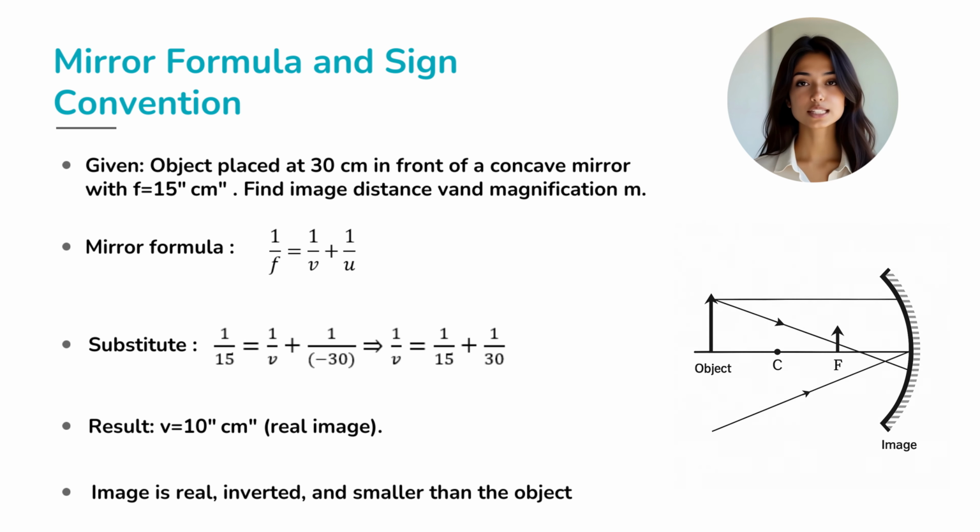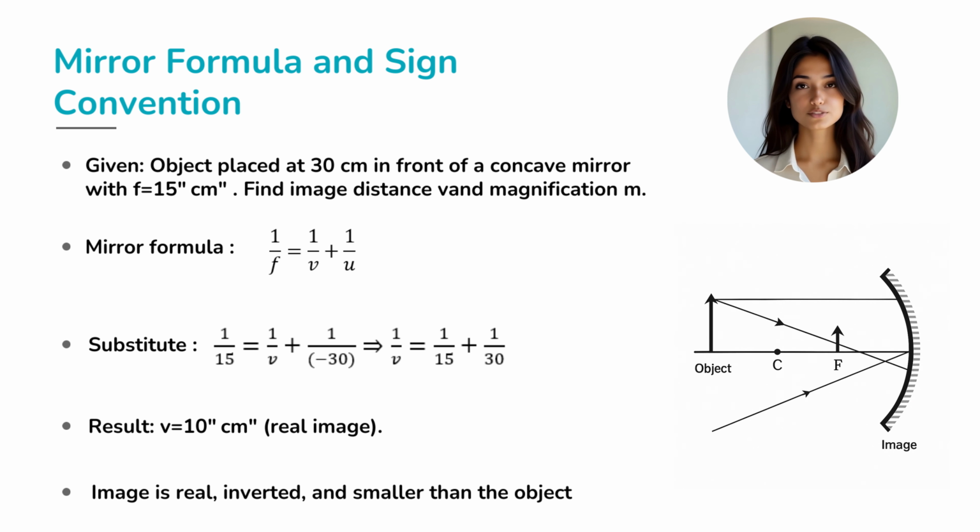1 over 15 equals 1 over v plus 1 over negative 30. Simplify it, 1 over v equals 1 over 15 plus 1 over 30, which equals 1 over 10. So, v equals 10 centimeters. The image forms in front of the mirror, real and inverted.